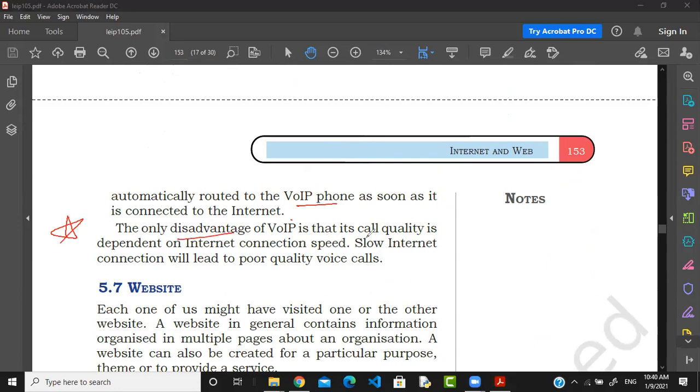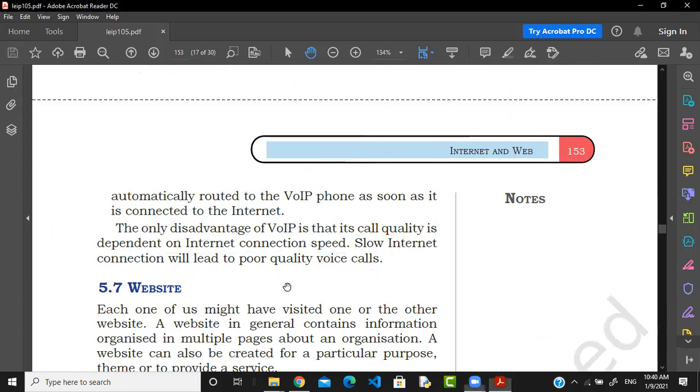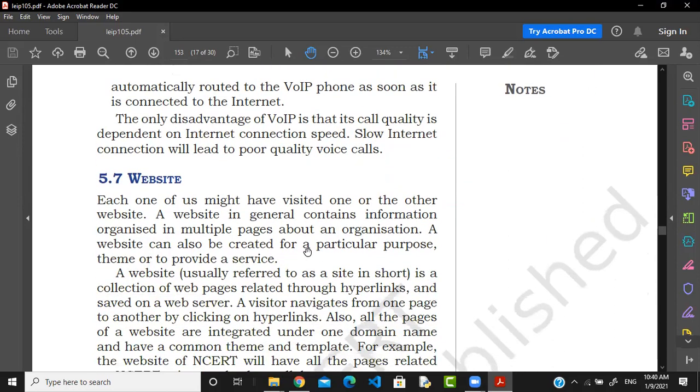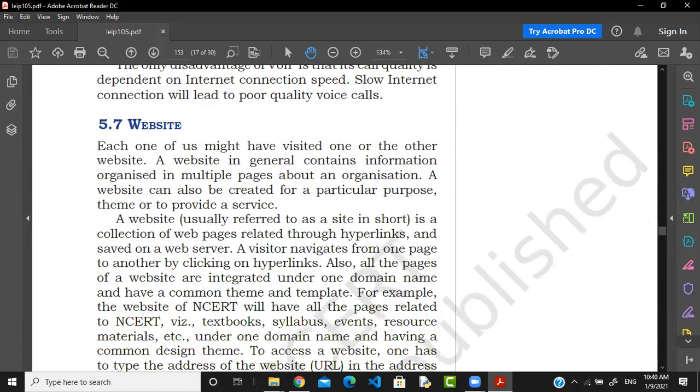What is this? Its call quality is dependent on internet connection speed. Slow internet leads to poor quality of voice call. Okay, getting my point? If you want to do voice over internet, because it is an internet application, it totally depends upon the speed of the internet. So good internet quality is required if you want to do voice over internet connections.